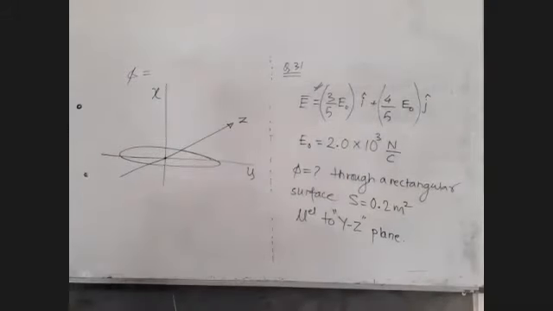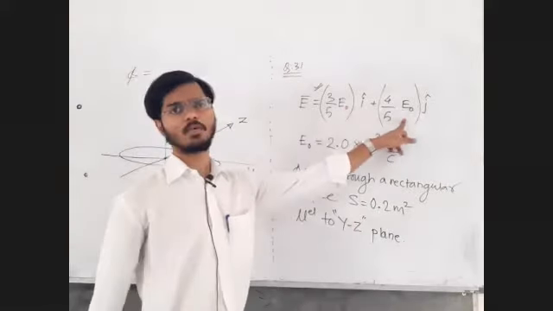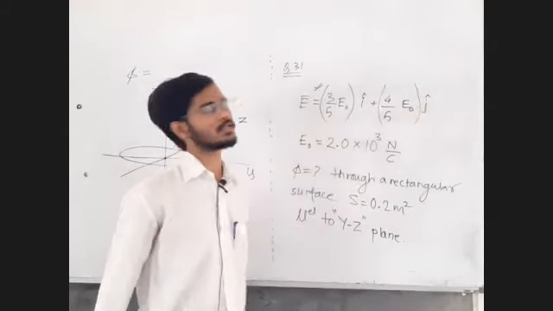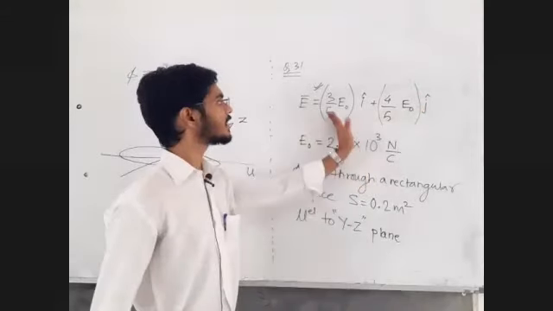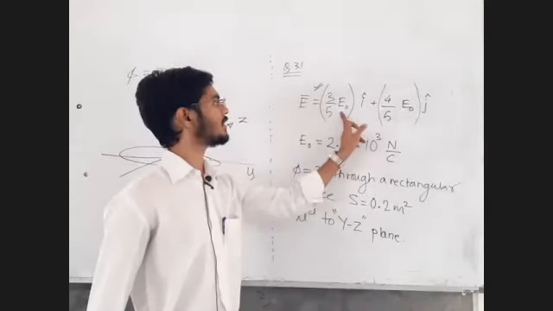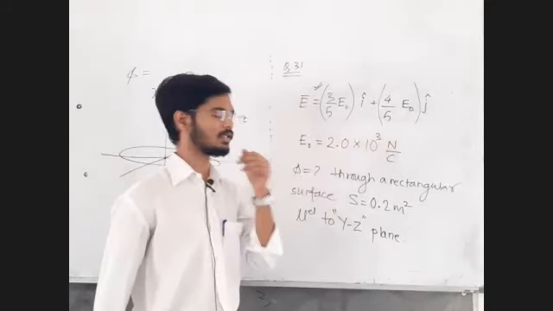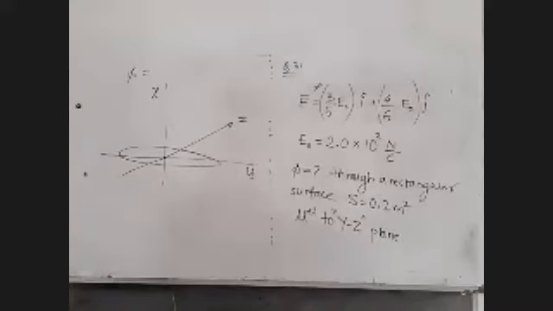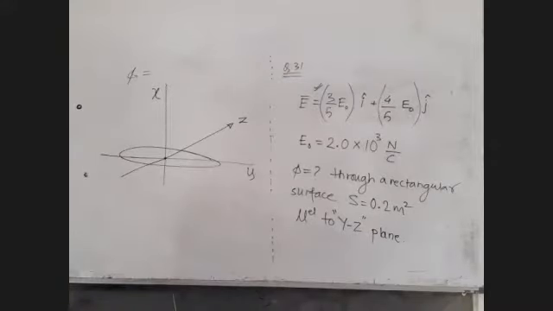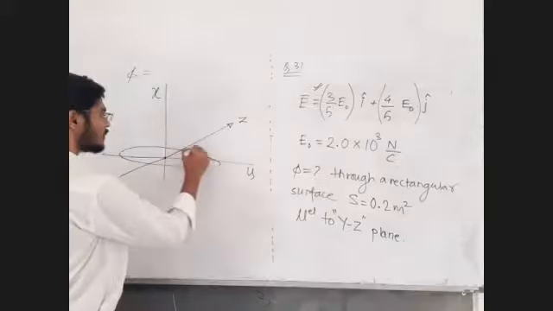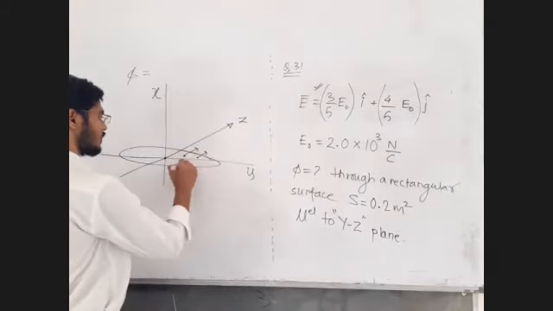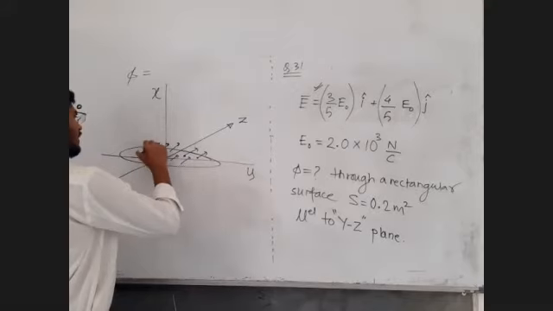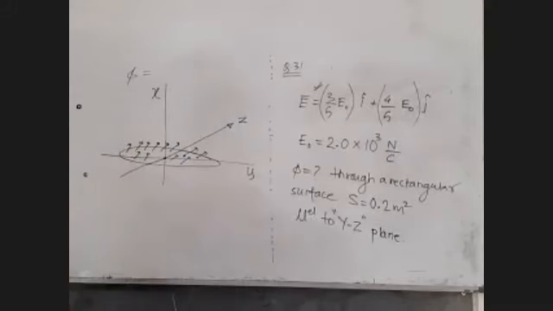Fine. Our electric field has X component and Y component. Z component is not there. So electric field vector is only in the XY plane. Fine. So sir, at this point electric field is like this, at this point electric field is like this. Everywhere electric field has same magnitude and same direction.